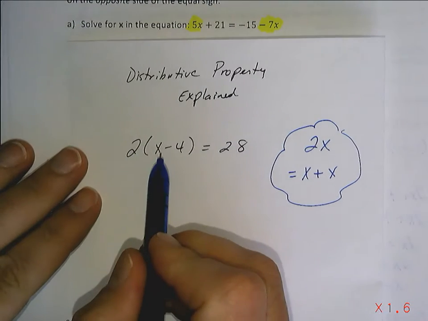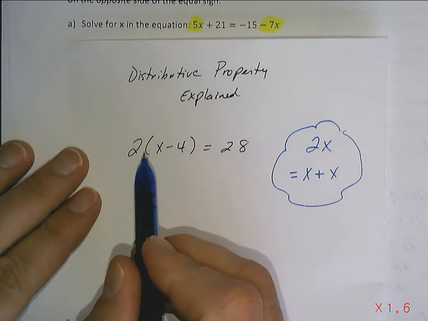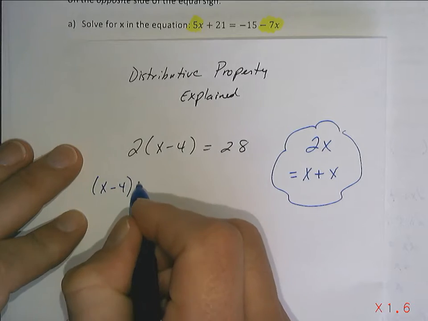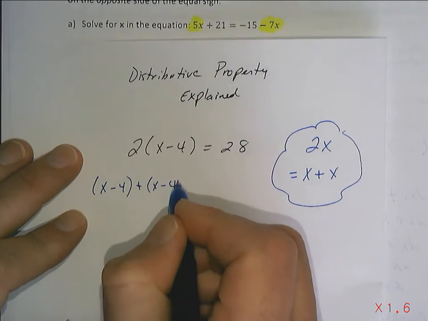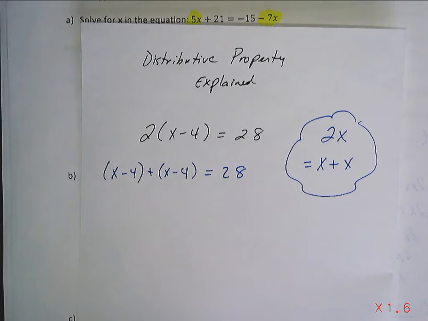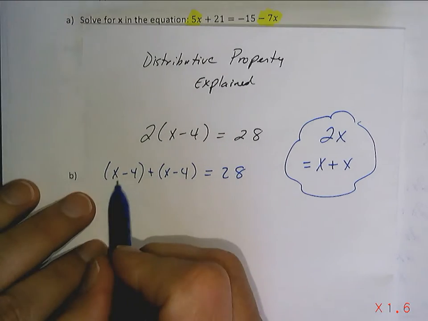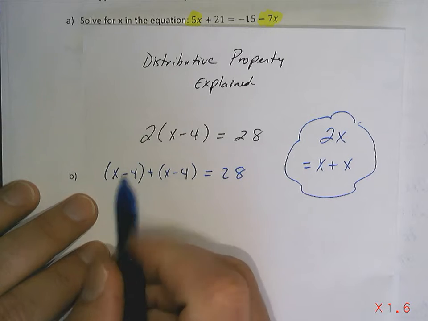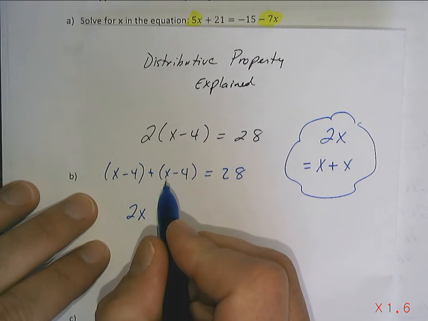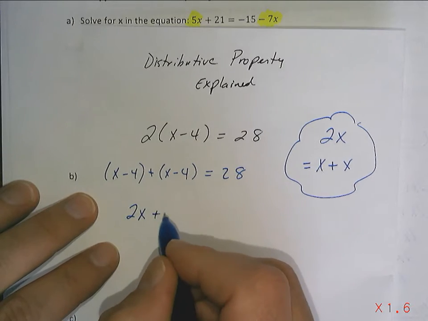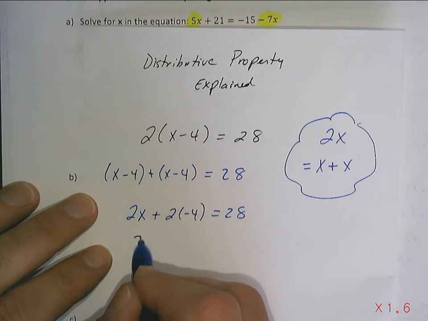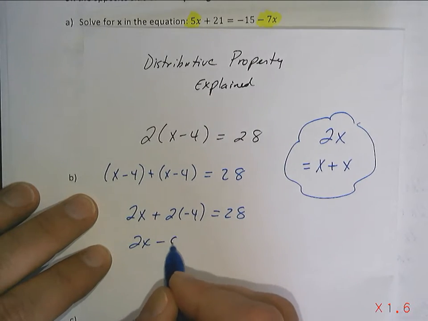So 2 times x minus 4 means x minus 4 plus x minus 4 equals 28. Do we agree with that? Okay. How many x's do we have here? 2. How many negative 4's do we have here? 2. Another way to say 2 times negative 4 is negative 8.